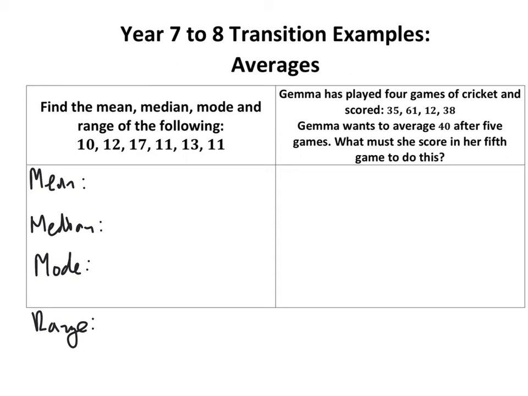Okay, we're looking at averages here, and we've got the first one: find the mean, median, mode and range of this set of numbers here. I've written mean, median, mode, range there. Now to find the mean, we need to add them up and divide by how many there are. So here we go. Let's do that first.